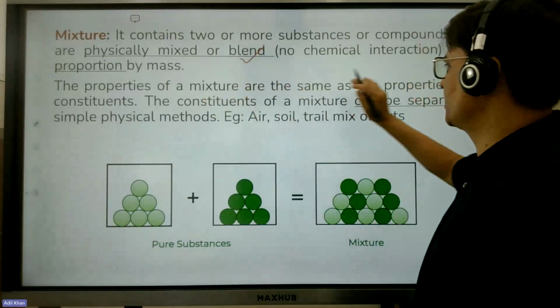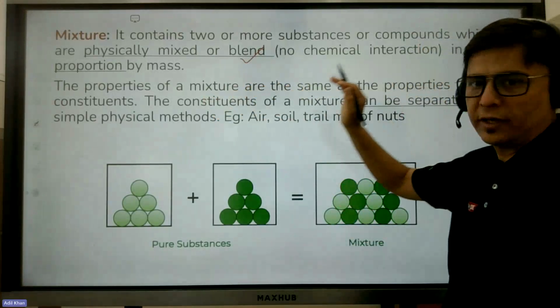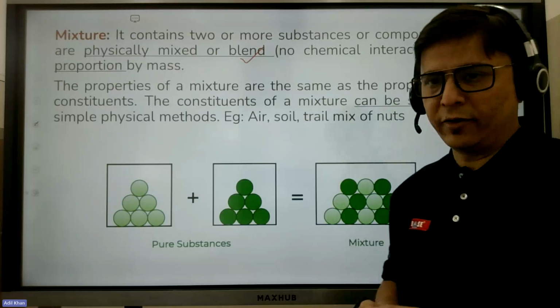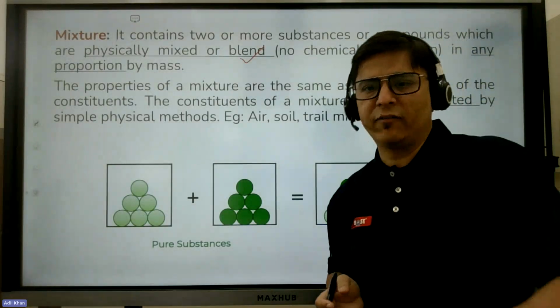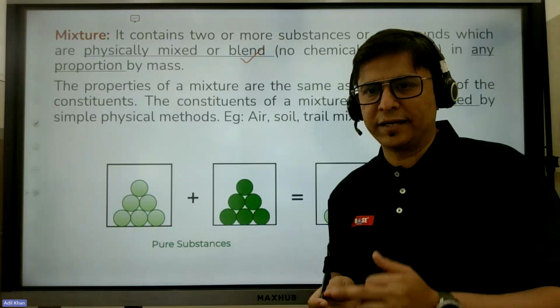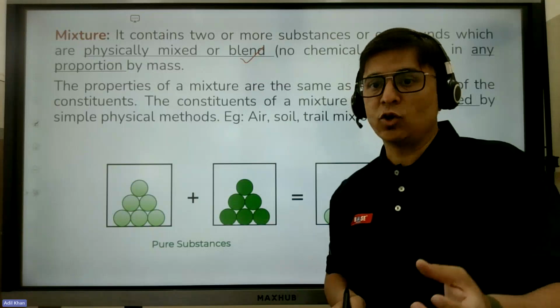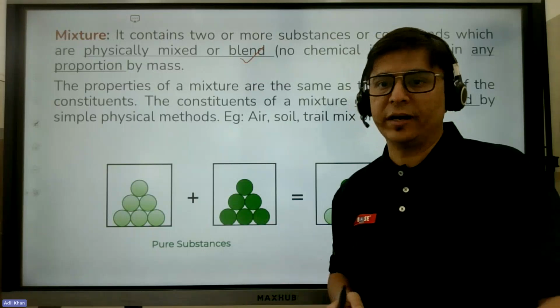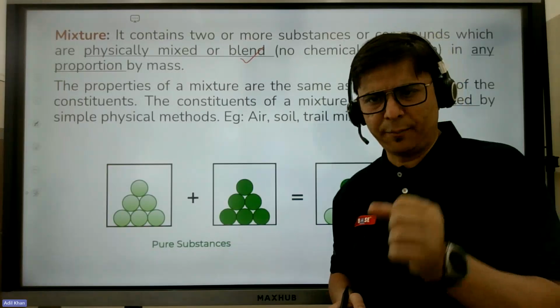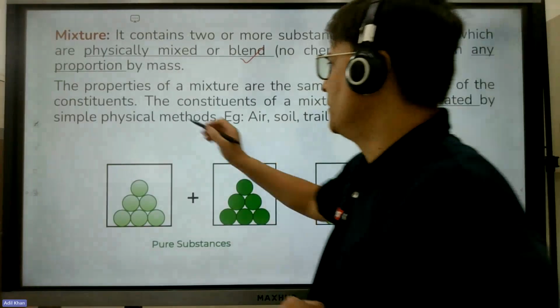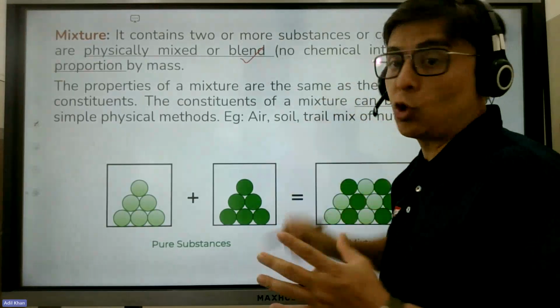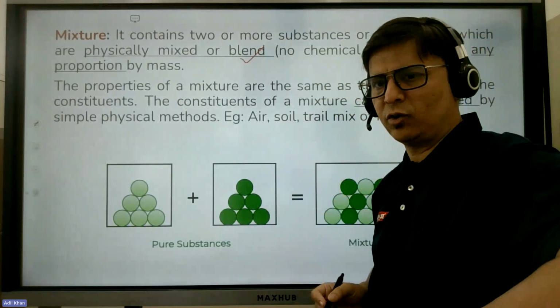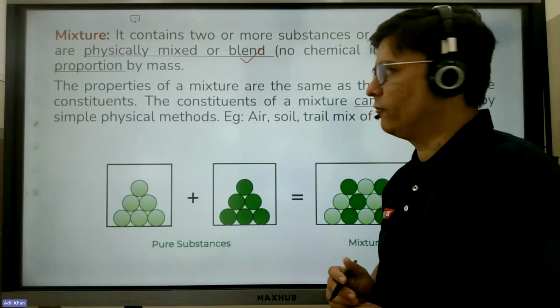You can use any variable proportion, no fixed proportion. The properties of a mixture are the same as the properties of the constituents. For example, in bhel puri, when you consume one spoon of it, you can taste the flavor of everything: puffed rice, tomatoes, onion, cucumber, everything. It's not like when you mix them, you get a different flavor. It's a mixture of all the flavors. That's why the properties of the mixture are the same as the properties of the constituents. So whatever the flavor of the constituent, the product will give you the same.